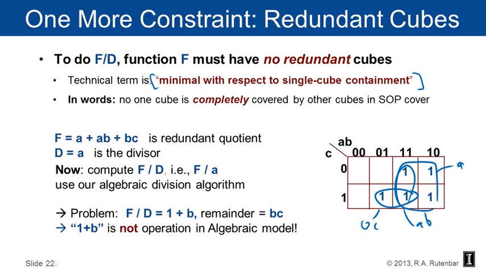And the problem is that if you were to do f divided by a, if the divisor was a, what would actually happen is that you'd get something like the right answer is 1 plus b. And we're just not supposed to be doing stuff like that in the algebraic model. You're just supposed to be keeping things with this simple pattern matching on the variables. You don't ever want to resort to any of the Boolean optimization. So if the function f has redundant cubes in it, you need to take those out before you actually do this, and that turns out not to be too hard.